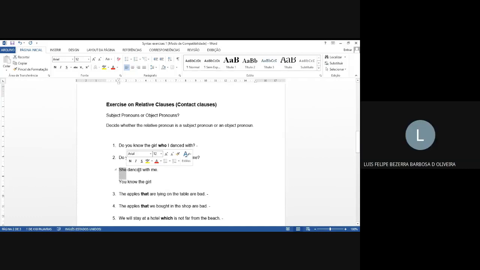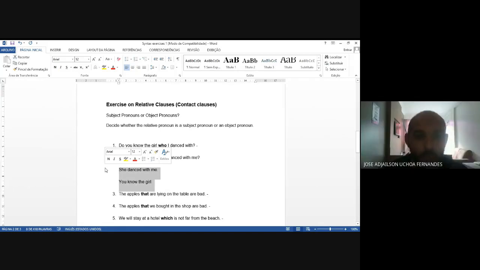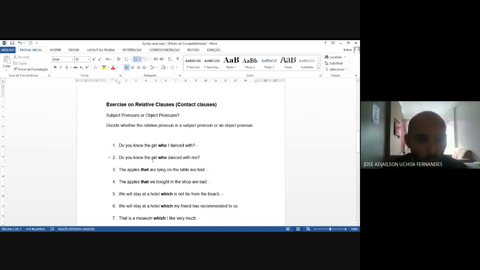In this case, we notice that she is a subjective pronoun, and then we can assume that the relative pronoun in this case is replacing a subject pronoun. Okay, so do you know the girl who danced with me, actually who danced with me is a clause in which who would be replaced by she. And if you can replace by she, for sure it's a subject pronoun. Okay, so in the first item we have object, and in the second one subject.